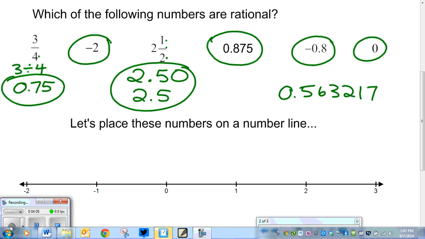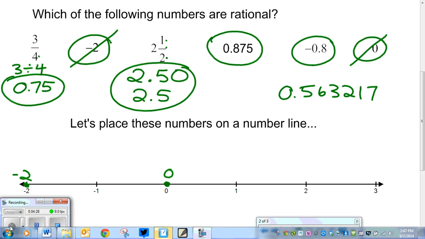The easiest one we're going to do first is 0. Because I know its exact location, I'm going to mark it with a closed dot. So that's where my 0 goes. The next value that's easiest to place is -2. Again, I know its exact location, so I'm going to mark it with a dot. The other ones are a little bit trickier, but they're easy to figure out.